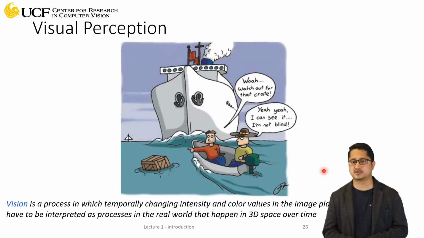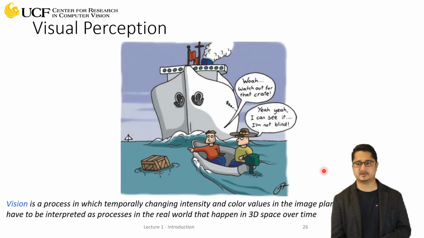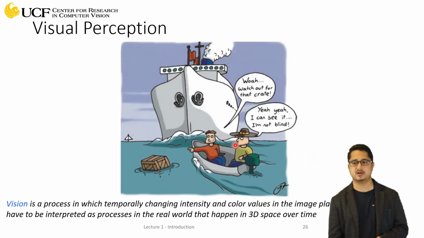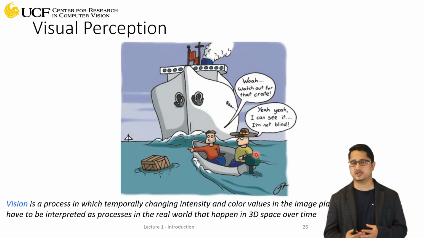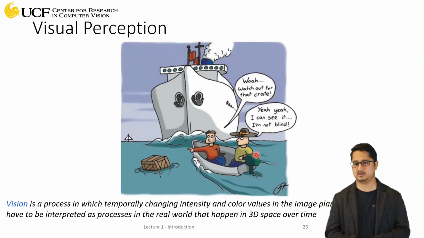Regarding visual perception, this is a very interesting cartoon. You can see here, one person is seeing something and he's asking the other person to be careful about that. The other person is arguing that he can see it, he's not blind. Now the argument here is, whenever you're watching something, it doesn't mean you're perceiving it.